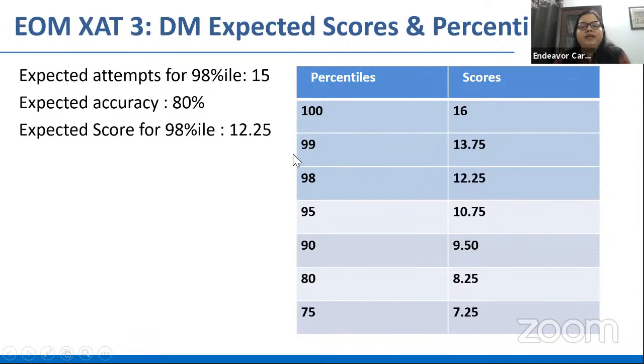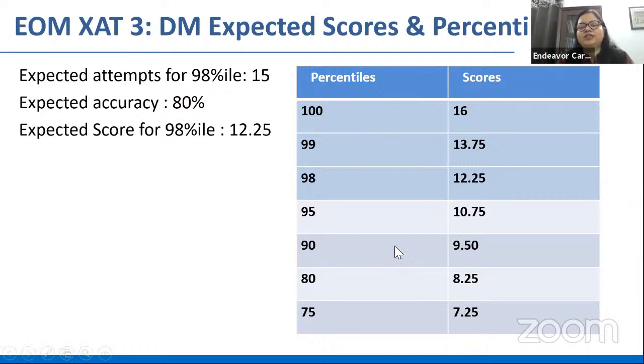A 12.25 is 98 percentile. That means a 13.75 fetches you a 99 percentile. A score of 16 plus fetches you a 100 percentile. 10.75 fetches you 95 percentile, 9.50 fetches you 90 percentile, 8.25 fetches you 80 percentile, and 7.25 fetches you a 75 percentile. In comparison with your previous DM sectional, this one is slightly better.